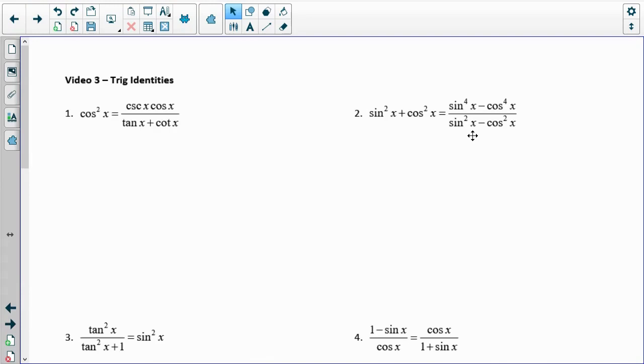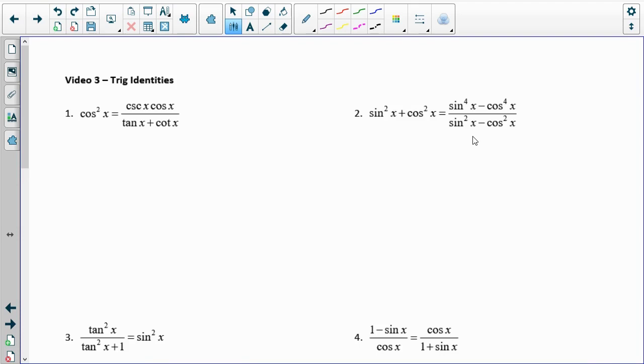We're about to do 6 more trig identities real quick. Hopefully you've learned a few things over the last few days. Cosine squared equals cosecant squared, cosine squared, over tangent plus cotangent.